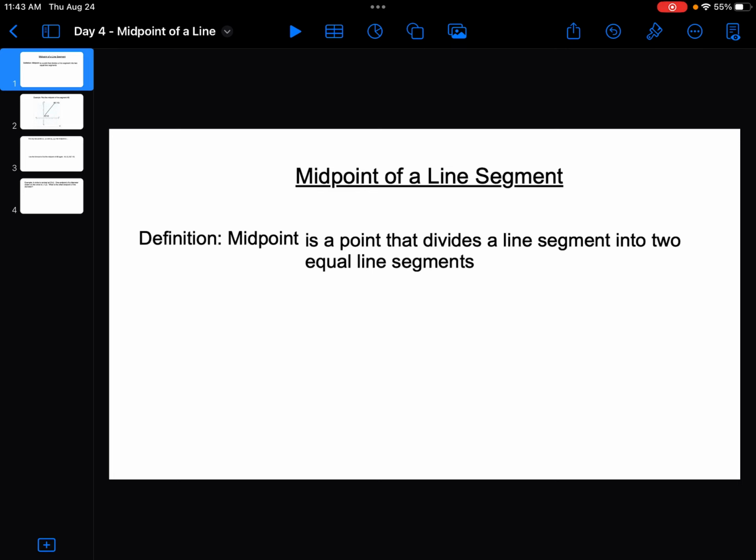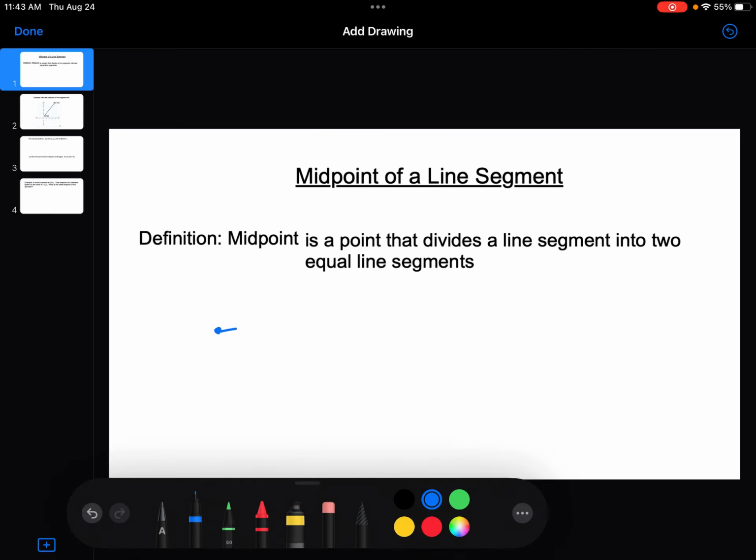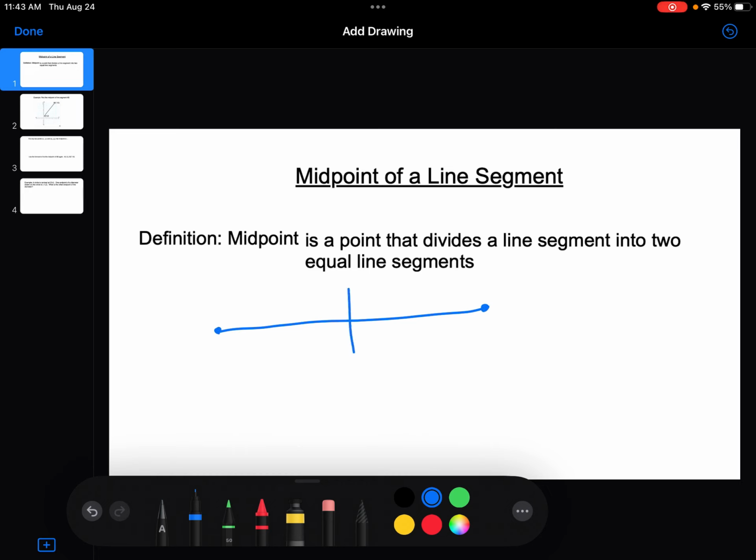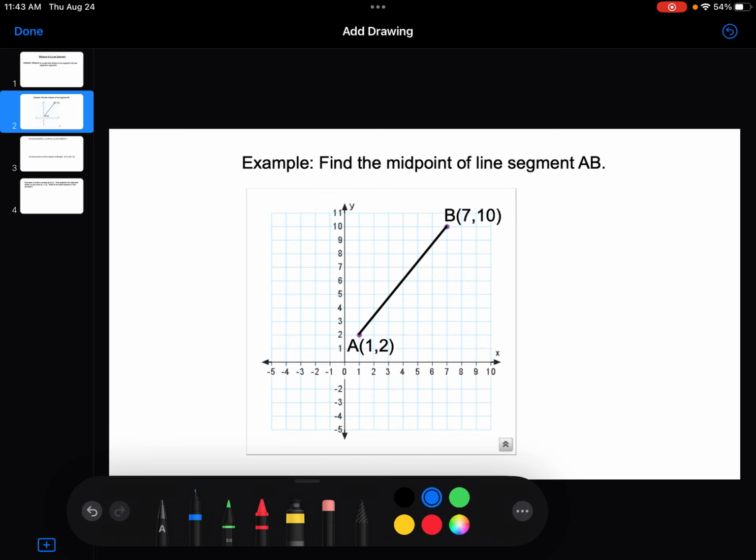Finding the midpoint of a line segment, or really the midpoint of anything, is by definition finding the middle of something. So we're cutting a line in half. If I have a line segment from here to here, and I want to find the midpoint, let's call it right there, M, that would mean that this side and this side have to be the exact same length. They have to be divided into two equal segments. Now that's super important, and we're going to do that in both the x and y direction.